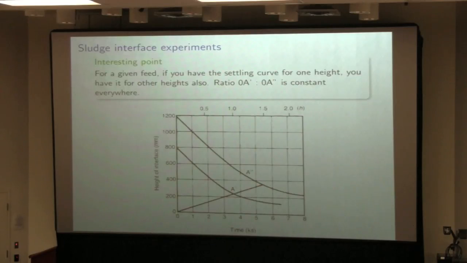Now one other thing that's interesting to point out about these sludge experiments is that if you do it in the laboratory in one cylinder, and then you go use another cylinder of a different height, you're going to get the same settling rate. That might seem counterintuitive, but you can show on any lab experiment, here I've started with a settling height of 800 millimeters versus 1.2 meters, that the ratio from the origin to the settling curve, 0A dash and 0A double dash, is constant everywhere. That would indicate that no matter what lab cylinder you use, whether big, small, or short, you're always going to get the same answer.